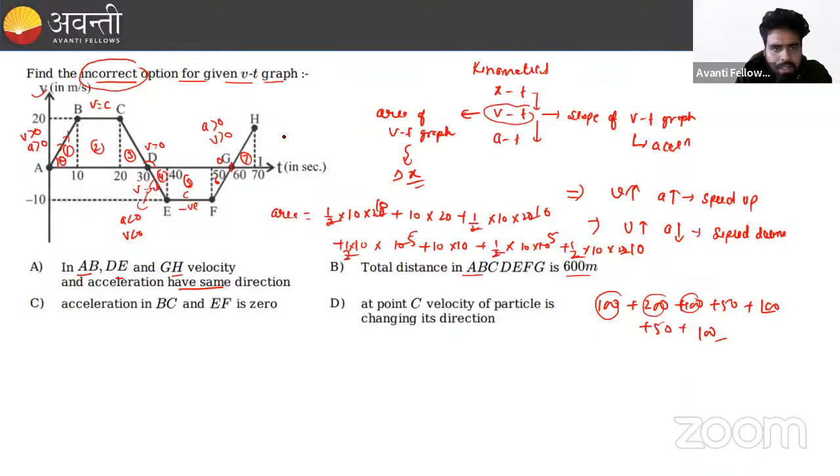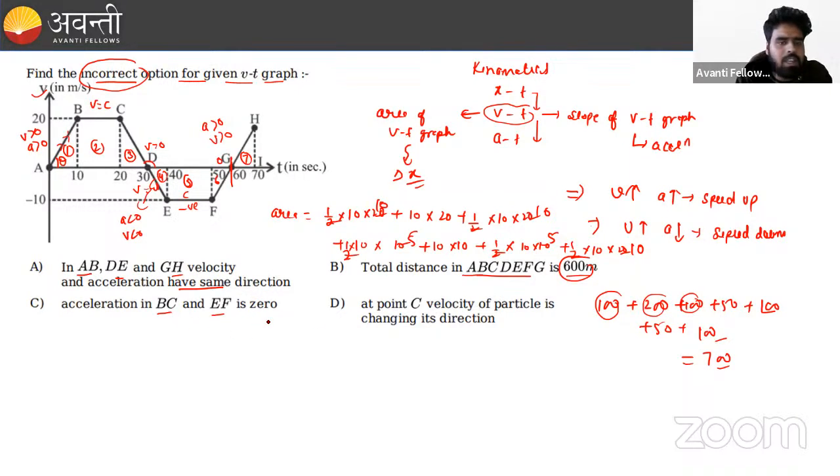What is the total distance at point H? That is 700. But in this problem, it is asked about A, B, C, D, E, F, G. So till G, what is the total distance? In this section, the total distance will become 700 minus 100, and we have to calculate the area till this point, that is 600 meters. So this option is also correct.